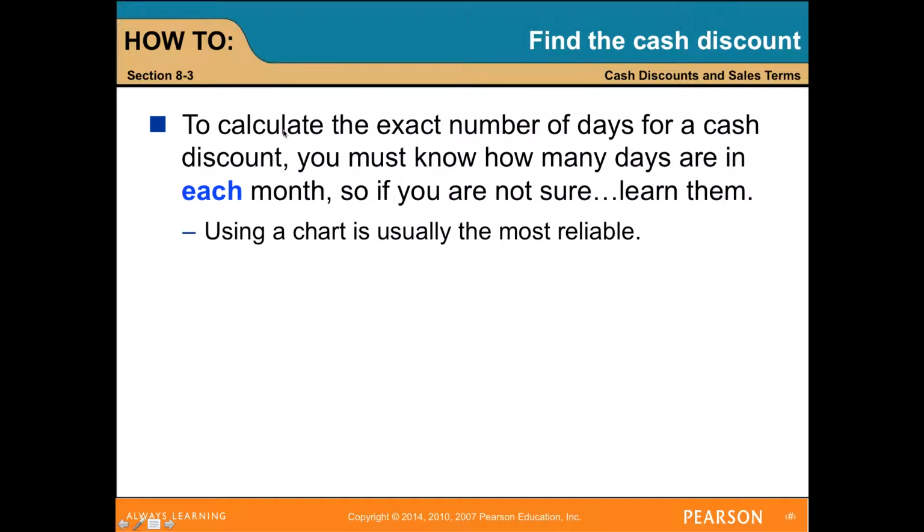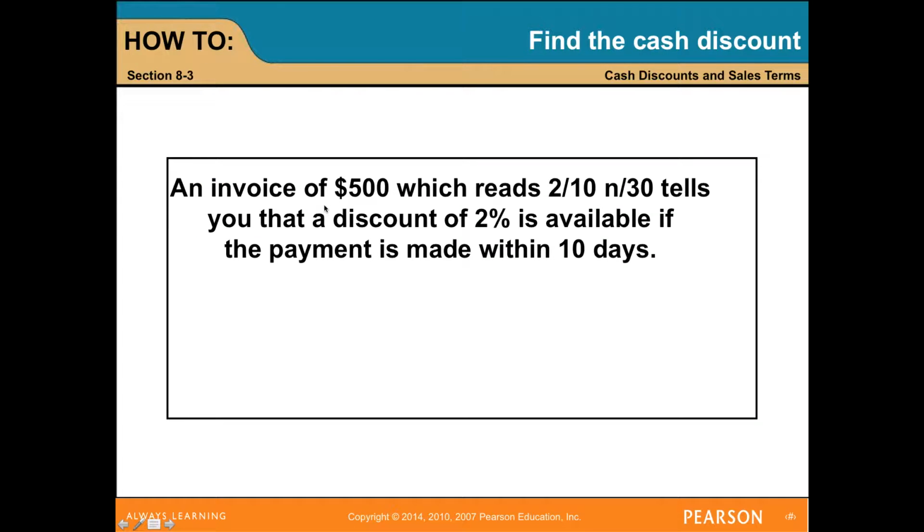Find the cash discount. To calculate the exact number of days for a cash discount, you must know how many days are in each month. So if you're not sure, learn them. Using a chart is usually the most reliable. An invoice of $500, which reads 2/10, n/30, tells you that a discount of 2% is available if the payment is made within 10 days. So percentage, discount within 10 days, no discount within 30 days, or after the 10th day.